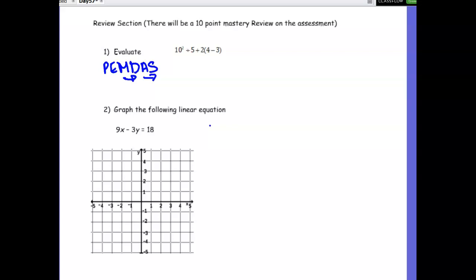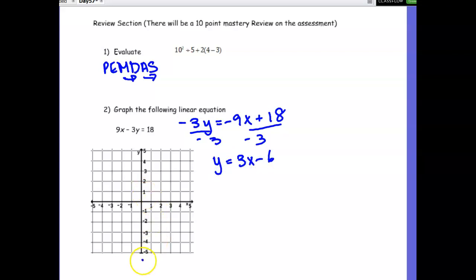Number 2, in order to graph the linear equation, you need to get it into slope-intercept form. So bring your 9x over, and once you do that, you divide both sides by -3. Y is going to be equal to 3x minus 6. Remember, you start at your y-intercept, and it looks like it's off the graph here. That's okay. And then your slope is 3. So 1, 2, 3 over 1, 1, 2, 3 over 1. So you're just going to graph it.